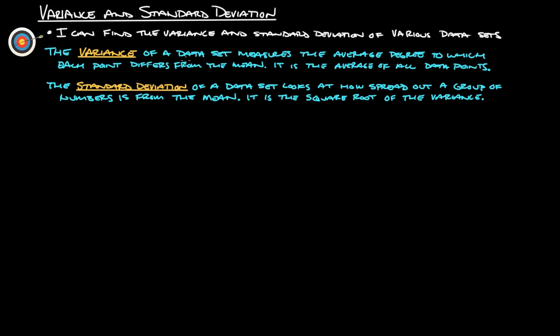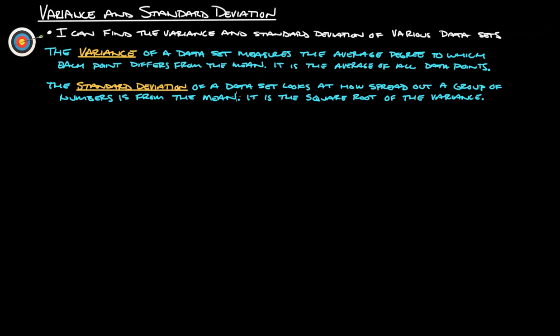The variance of a data set measures the average degree to which each point differs from the mean. It's the average of all the data points. So it's basically how far away from the average each piece of data is.